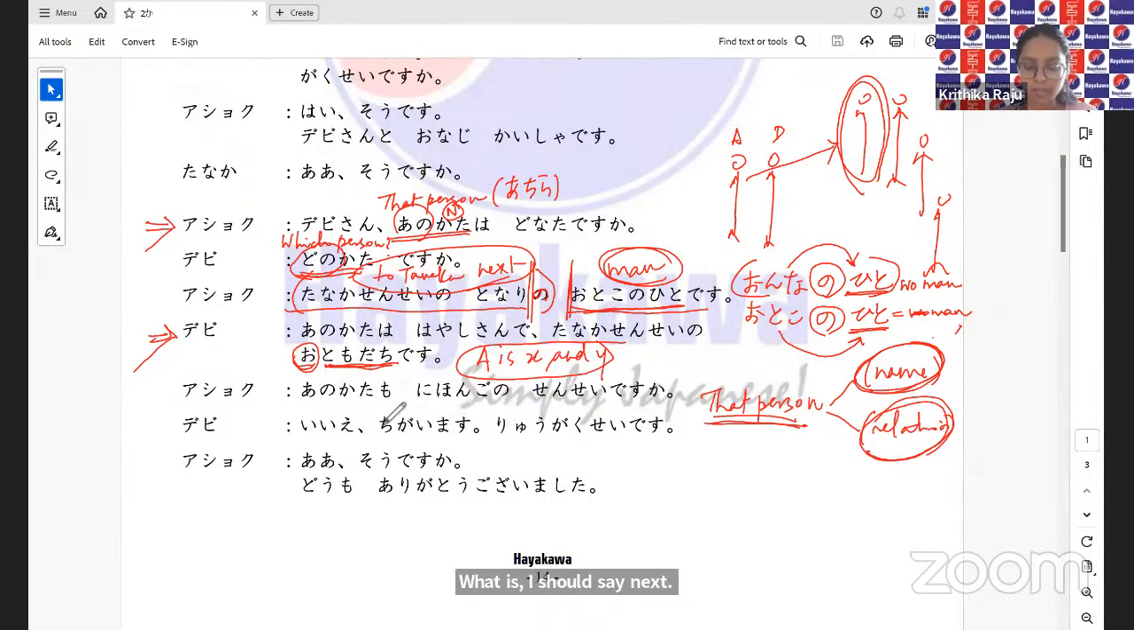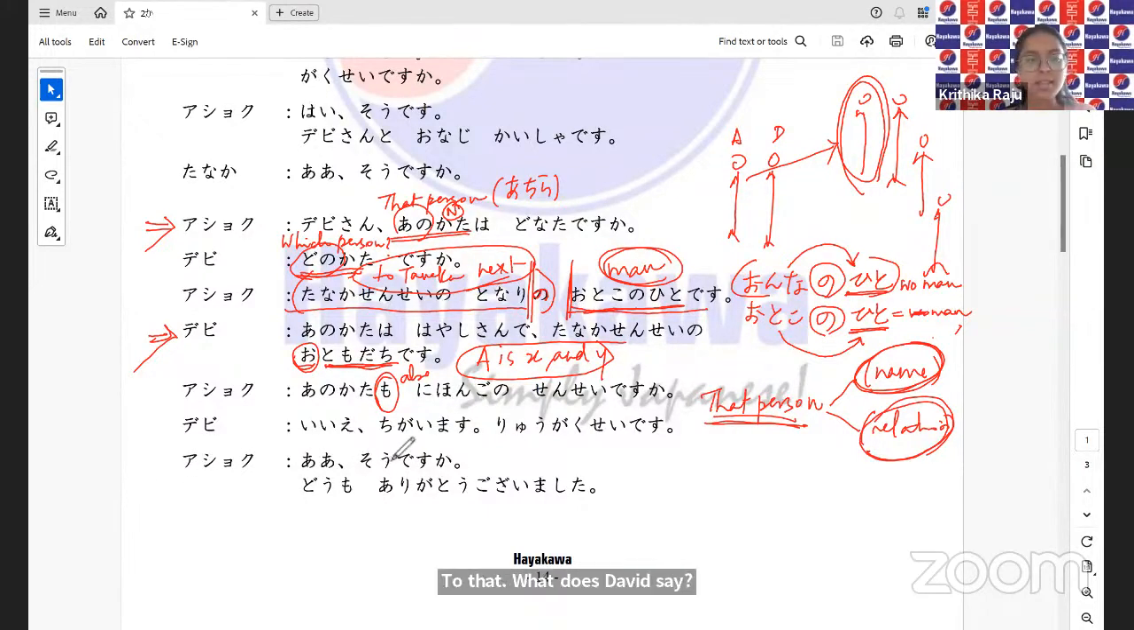Ano kata mo Nihongo no sensei desu ka? Ano kata mo, is that person also? Ano kata mo Nihongo no sensei desu ka? Is that person also a Japanese language teacher like Tanaka sensei? Ano kata mo. To that, what does Devi say?